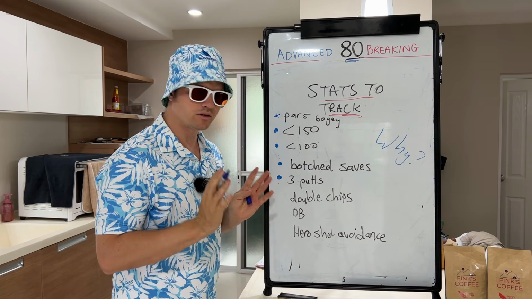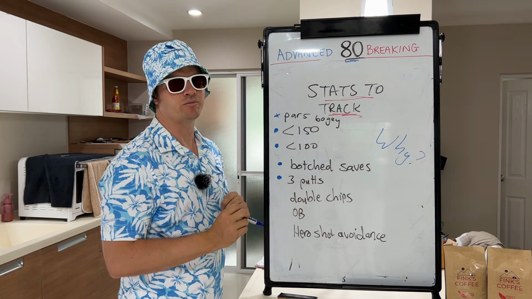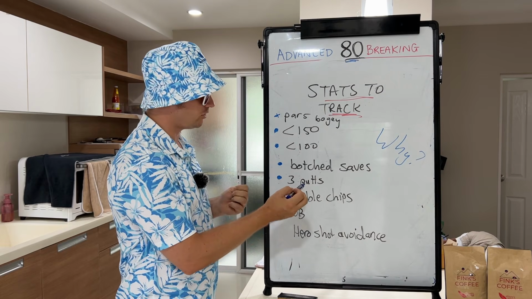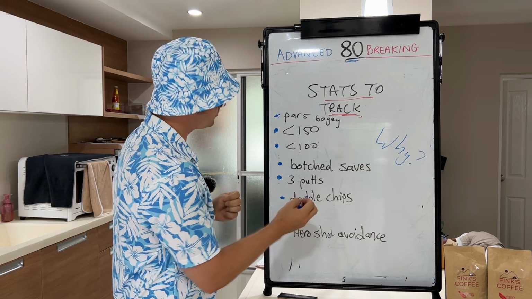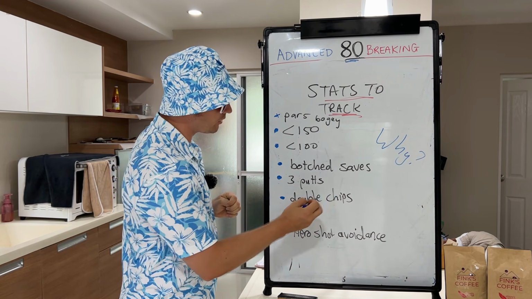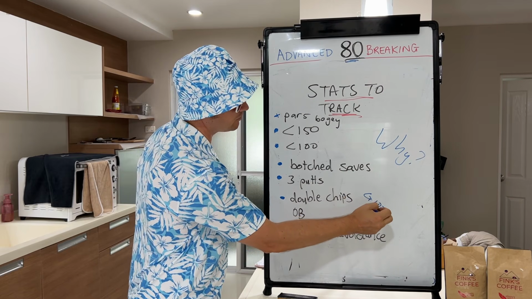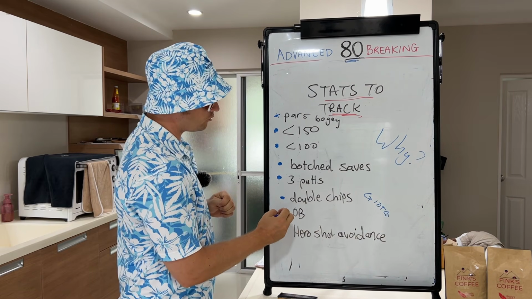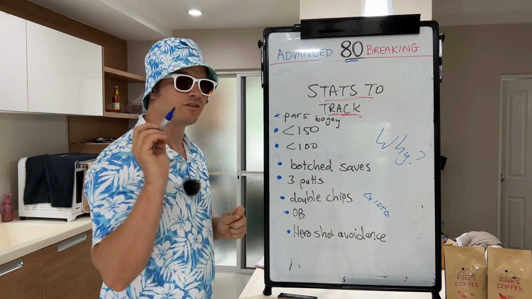You might make one around, that's okay. But you want 0 3 putts. And how do we fix that? Well, you go practice. Double chips, of course. We never want a double chip, we want a gear. Remember, gear. How many OB and how many hero shots I avoided.